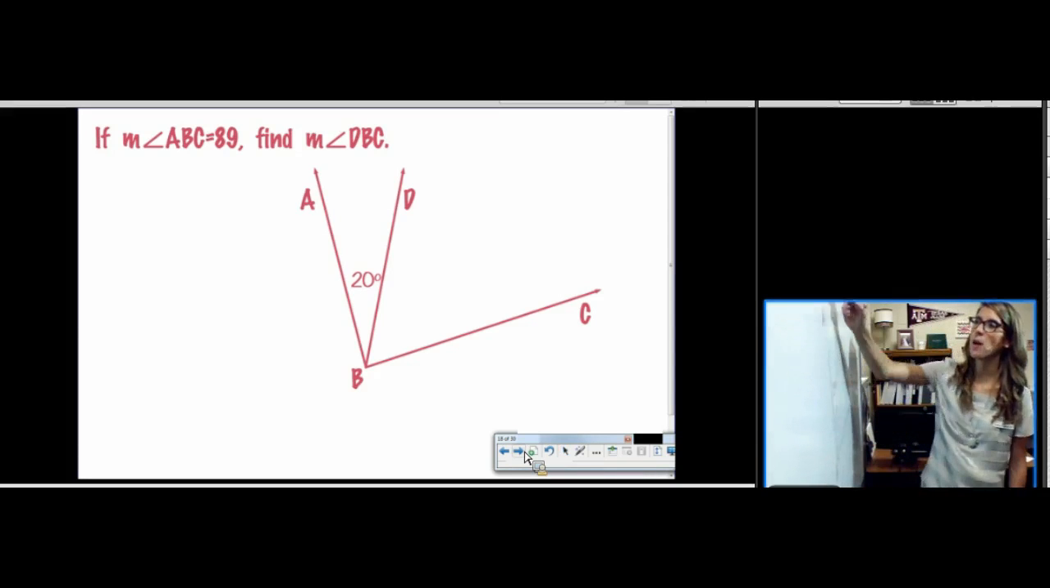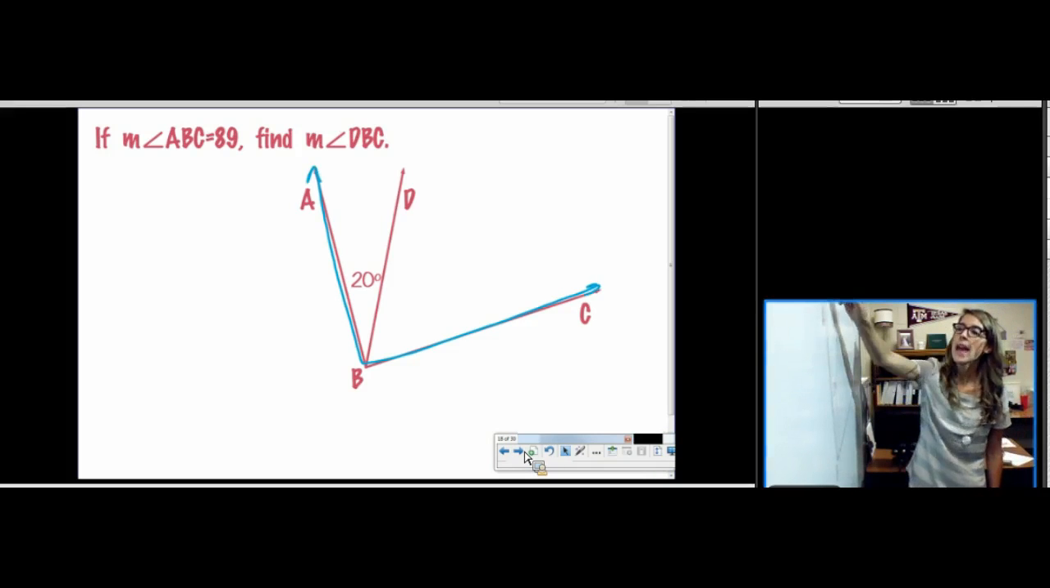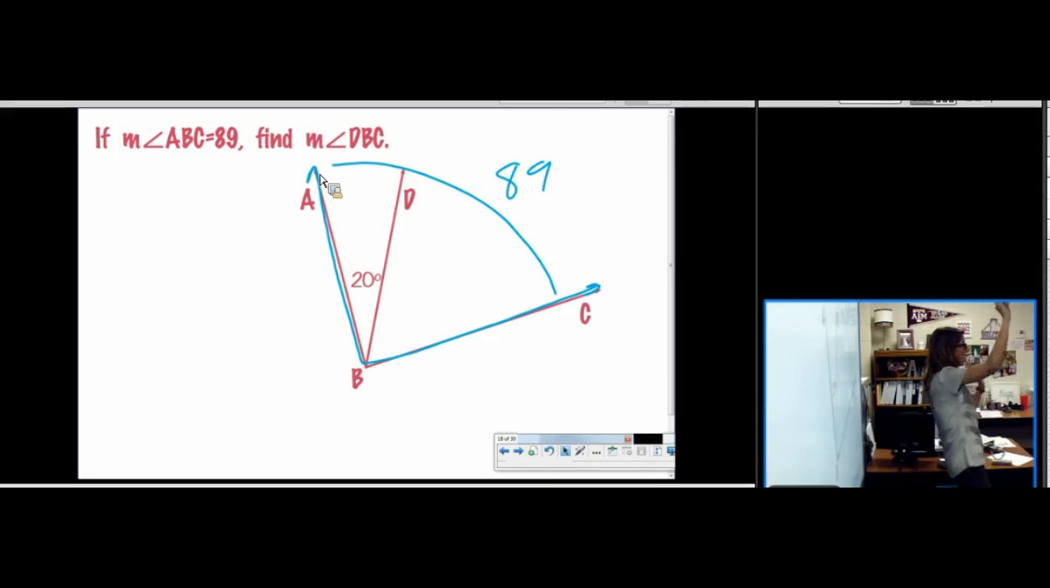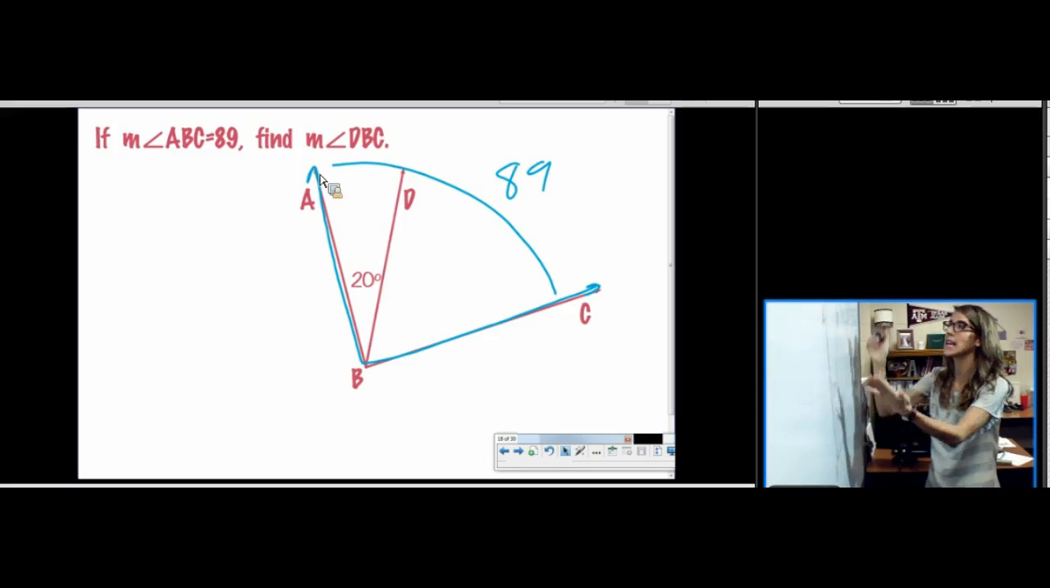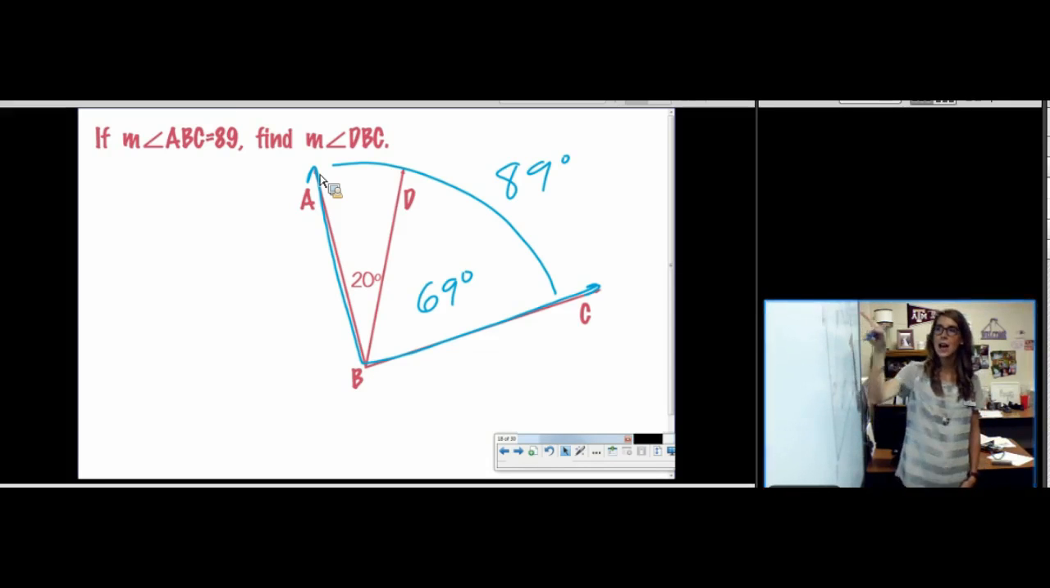This is a subtraction problem. I just said the word gotta. That is not a word. We need to move on. Okay, ABC. This is how I usually label it when they give me the whole angle. I put a big arc. The whole angle is 89, and we've used up 20 of our 89 degrees. Is this an addition problem? Subtraction. It's a subtraction problem. These are one-step problems. 89 minus 20, 69 degree angle left over. 20 plus 69 is 89.